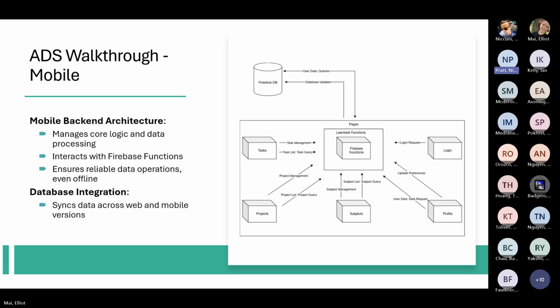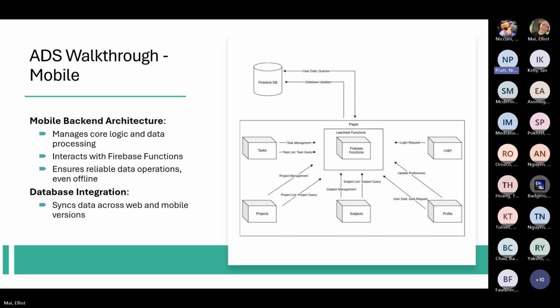So this one is the back end for the mobile app. It is going to look very similar to the back end for the website that Ian's going to go over in a second. But the key difference is the location of that little box in the center there, Firebase functions.